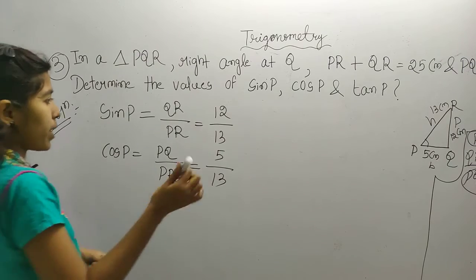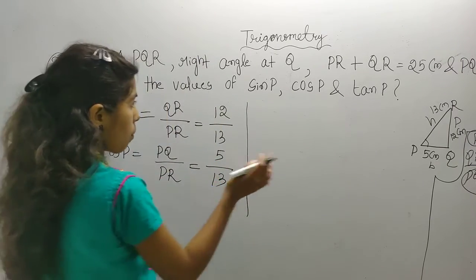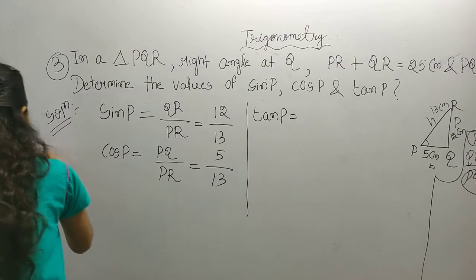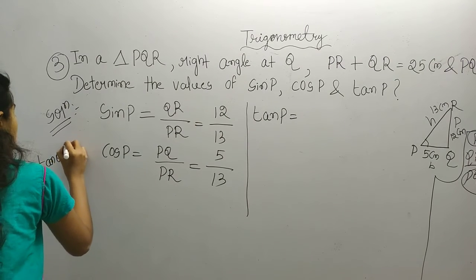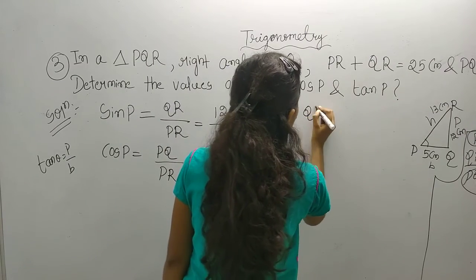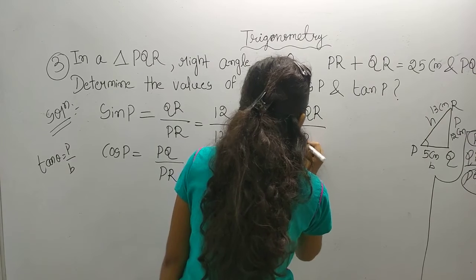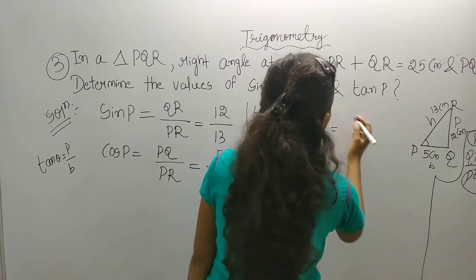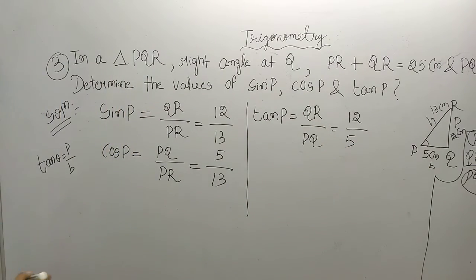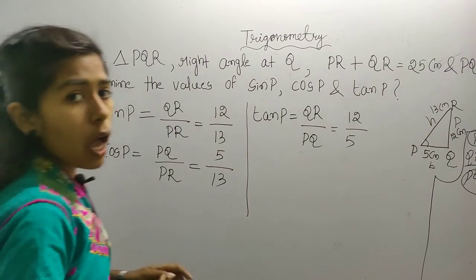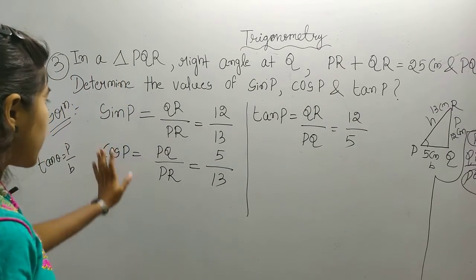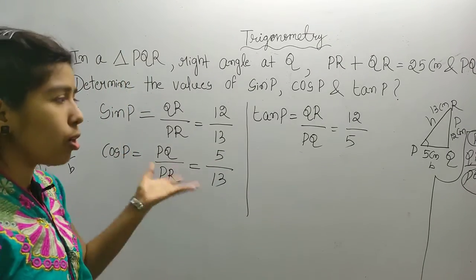Next, tan P. Let's see about tan P. What is the tan theta formula? P by B, right? Perpendicular by base. What is the perpendicular? QR, by base PQ. QR is 12 by PQ is 5, so 12 by 5. So here, how can you prove it? Here tan P came 12 by 5. Let's see whether every value is correct or not, I will show you.